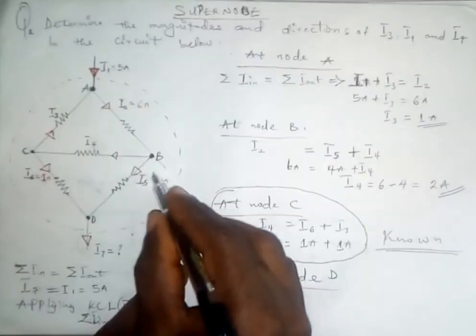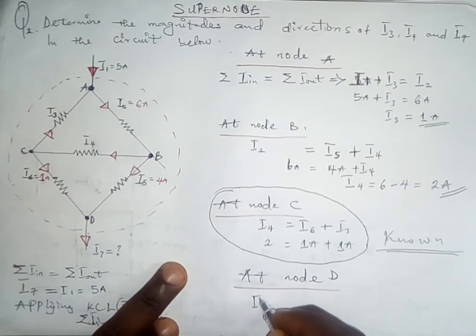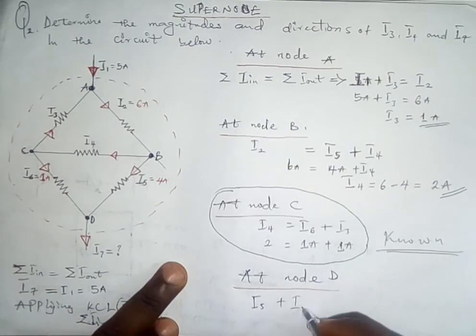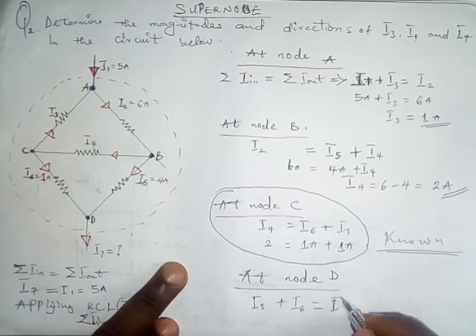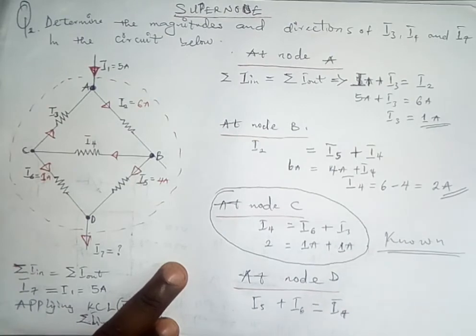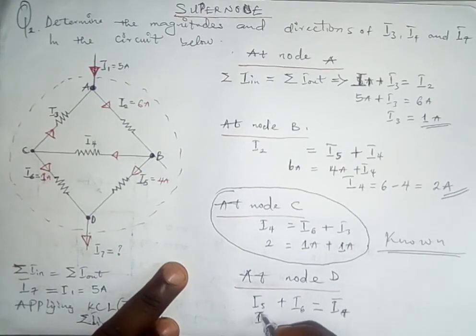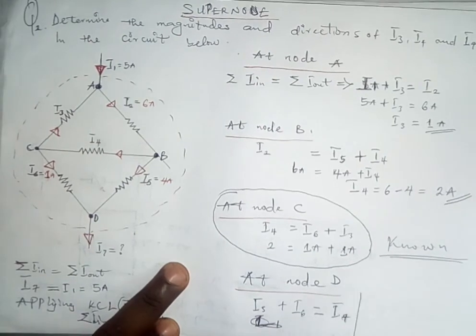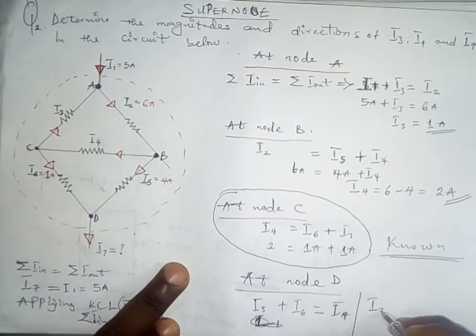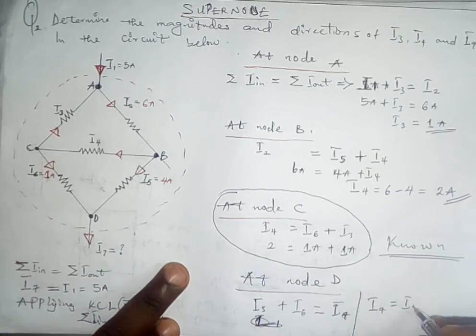The current that enters is I5, and I6 also enters. If you look at everything together, it's going to be equal to the sum of current that leaves, which is I7. So now, what is the value of I5? Our I5 is 1, sorry. So our I7 is going to be I5 plus I6. I'm mixing everything up.